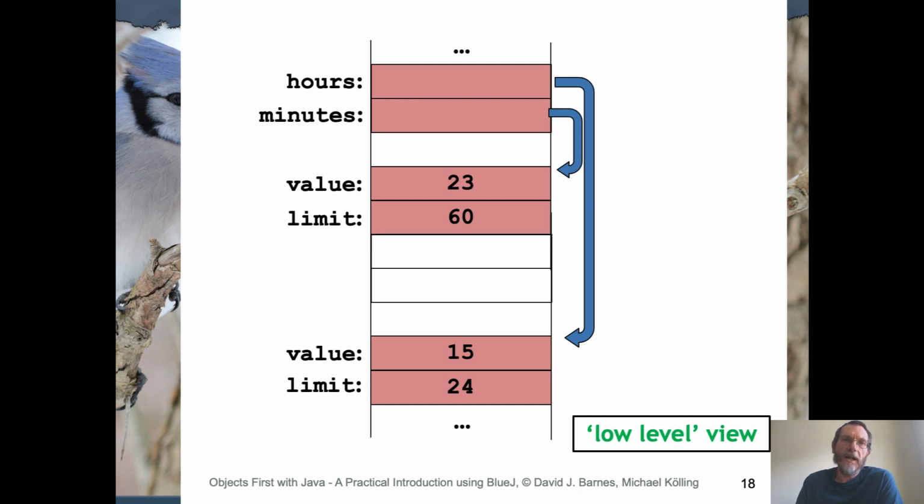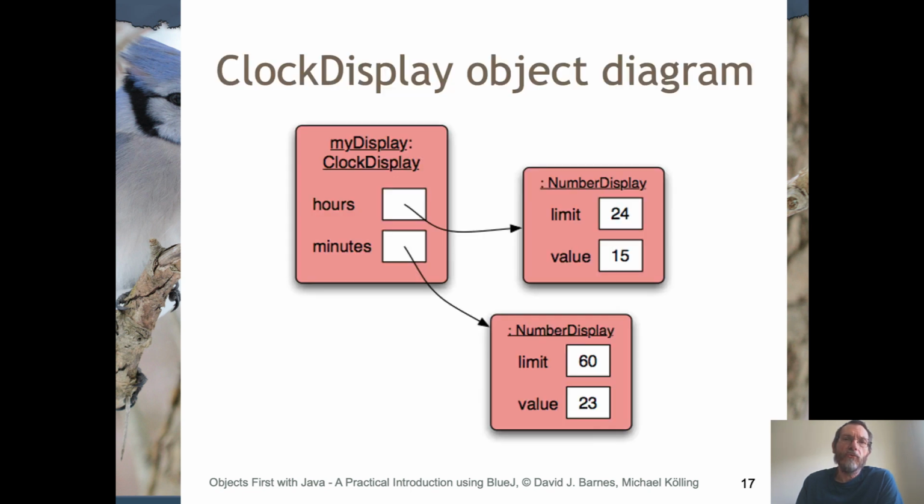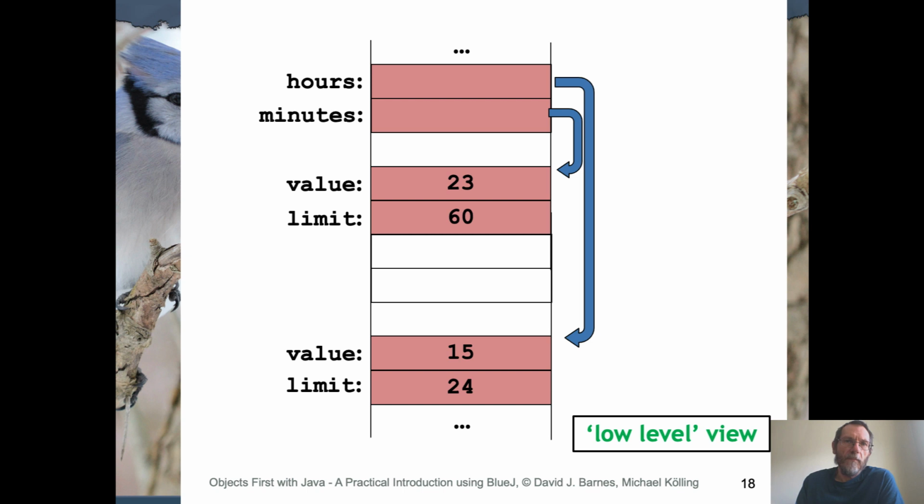So the middle red section represents the minutes number display with a value of 23 and a limit of 60, and the lower red area is the number display for hours where the current hour is 15 and the limit for hours is 24. So this is attempting to give you a low-level view of what's represented here in this higher level object diagram. But don't worry too much if this doesn't really explain to you how things work at a lower level.